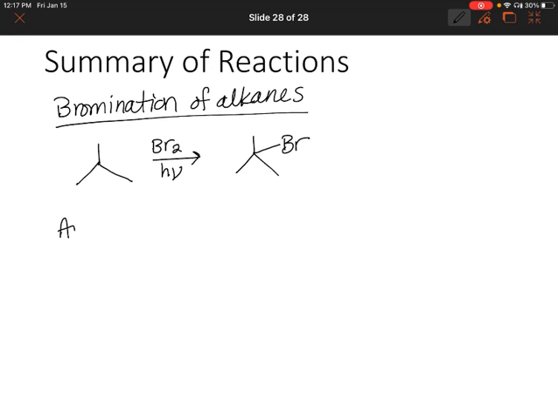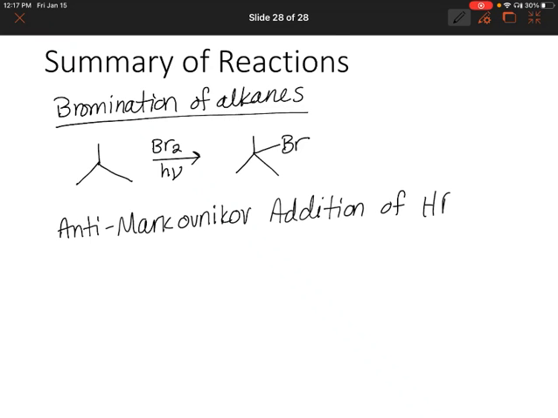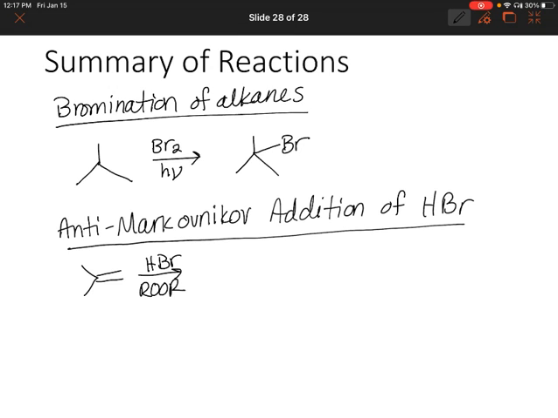We also talked about anti-Markovnikov addition of HBr. So if we start with this alkene and add HBr and peroxides, then we'll add bromine to the less substituted carbon on the double bond. And we went over that mechanism, so definitely know that mechanism going forward.